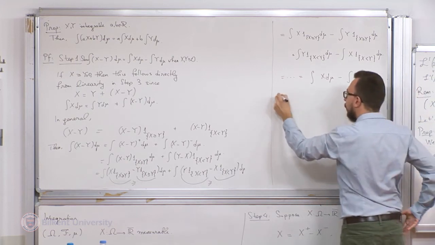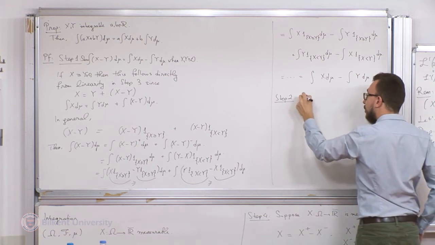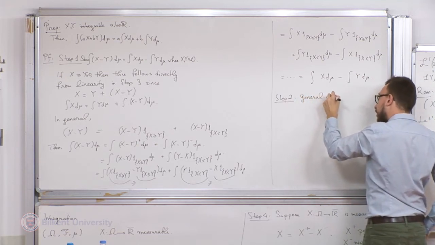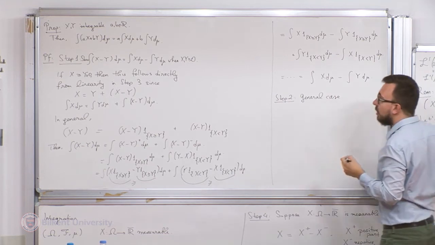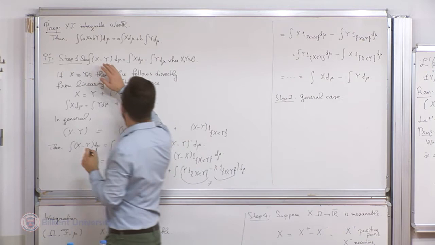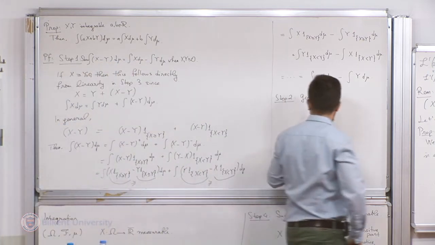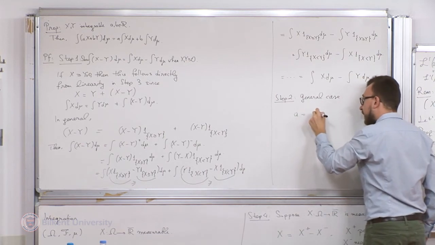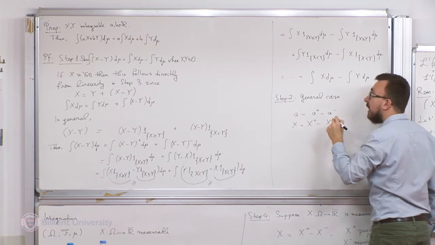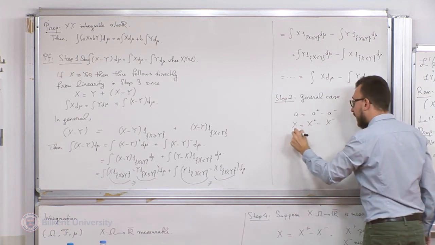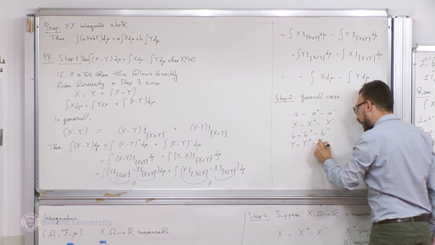And step 2 is where you have the general case. General case. And I will also just give it as a sketch. So here's the idea. You want to use step 1, where you have positive functions only. So in that case, you can do the following: you can write a as a plus minus a minus, x as x plus minus x minus, and then b as b plus minus b minus, and y plus minus y minus.